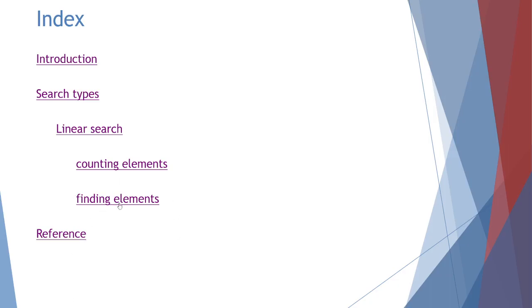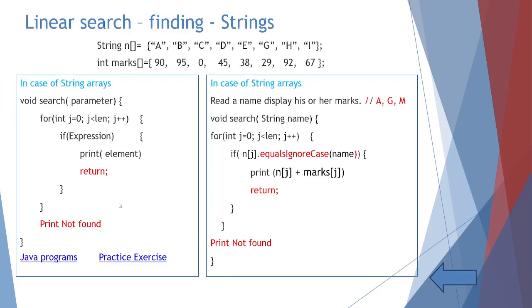Now, finding elements. First of all, on the left hand side, we will understand. In case of string arrays, how do we find whether an element is found or not? We take a parameter first of all. Search is receiving a parameter.